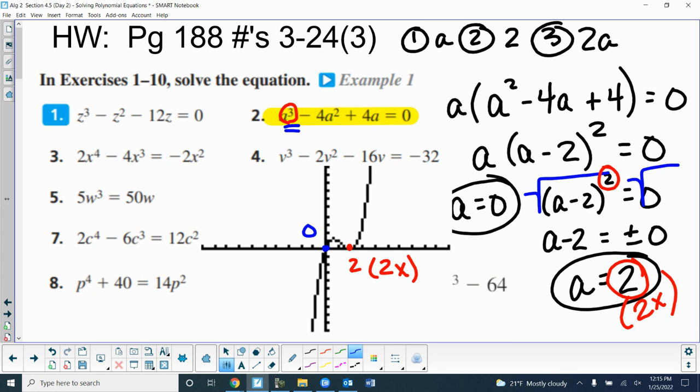Number 18 is negative 2, positive 2, and 5. That was to the 3rd power, a degree of 3, so it showed us all 3 of them. 21 was negative 5, positive 1, and positive 3. And 24 was negative 5, negative 2, and positive 3.